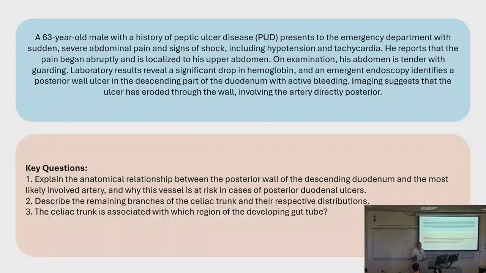All right. Okay. Doing good on time. Okay, so a 63-year-old male, history of peptic ulcer disease, presents to the emergency department with sudden, severe abdominal pain and signs of shock. So again, for any vignette, it's important to know, this is for the future when you're thinking about pathology, is it acute, happening all of a sudden, or is it something that's progressive over time? Progressive over time, maybe it's cancer. If it's acute, maybe there's a rupture. We'll see what this is.